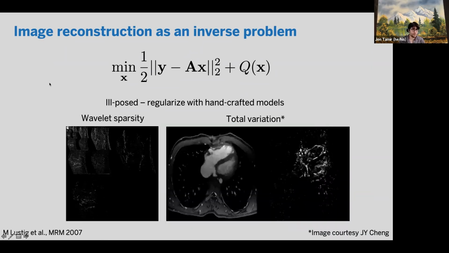And in the before time, people would regularize with handcrafted models. And in the case of MR, the two most common were wavelet sparsity, where we represent the image in the wavelet domain and recognize that it has a small number of non-zero coefficients, or using total variation, which penalizes the finite differences, essentially the derivative. And this is really useful for dynamic imaging, where the dynamics are changing smoothly or almost constant over most of the location, except for some innovation signal.